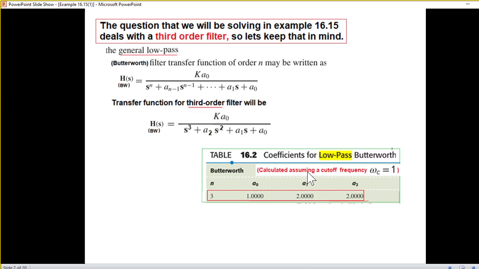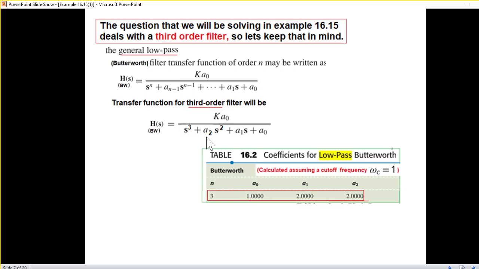And now we use this table 16.2, and from here we can get the coefficients for the low pass Butterworth filter. This is third order. So A0 will be 1, A1 will be 2, A2 will be 2. And remember that this is for the case when the cutoff frequency has been normalized to 1 radian per second.